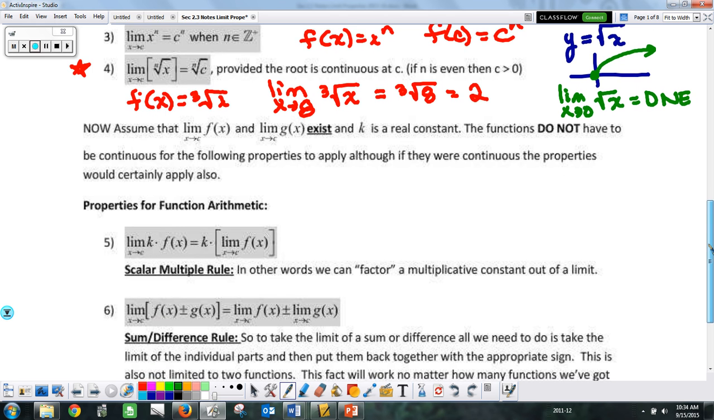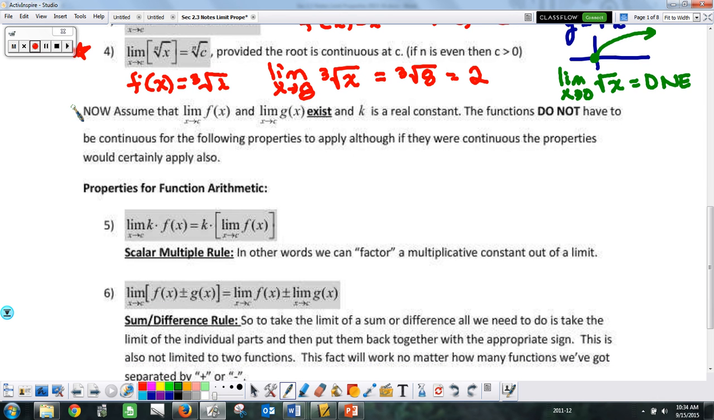All right, so those are the basics, the nice functions. Now we're going to come in with some properties that rely on the fact that we have a limit on a function f of x, and it exists. Say we call this one m. You have a limit on a function g of x, and it exists. We'll call this n. And those functions themselves do not have to be continuous. We're just saying we have a function f, and we know the limit as x approaches c exists. Could be a point discontinuity there, could be continuous there. We don't know. What we definitely know is there's no jump discontinuity at that point.